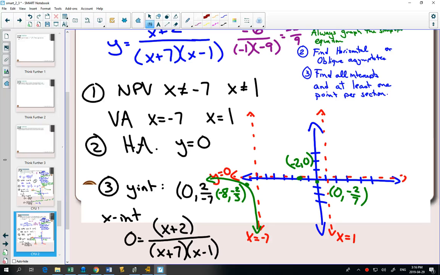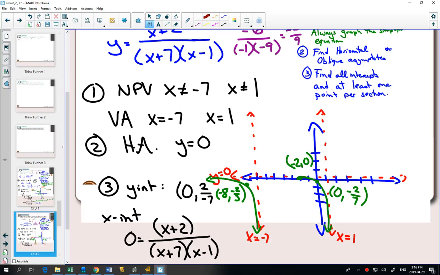It can't go through either of those asymptotes because we've already found all the x-intercepts, and our vertical asymptotes are non-permissible values. We have points in our middle section, and I can tell you this part for sure has to go through our y-intercept. It would have to go down towards our asymptote, because if it went up towards the asymptote, we would get another x-intercept.